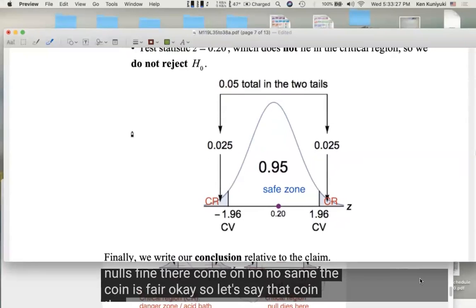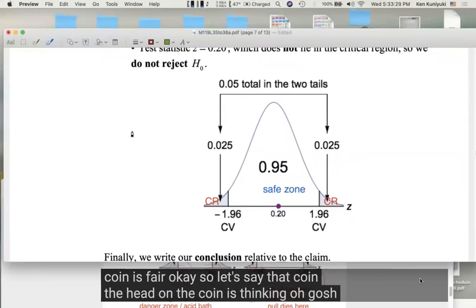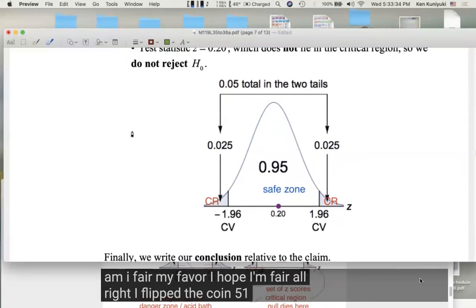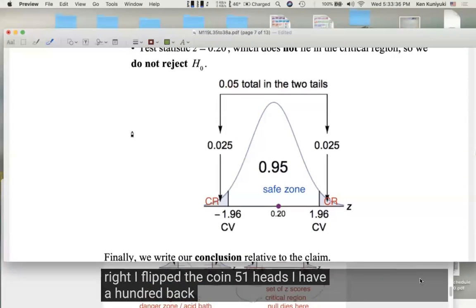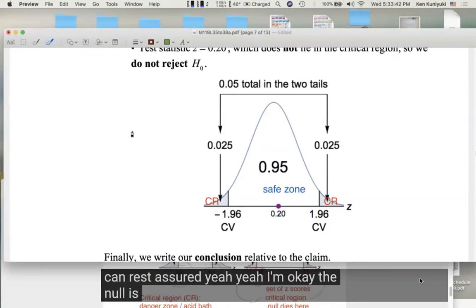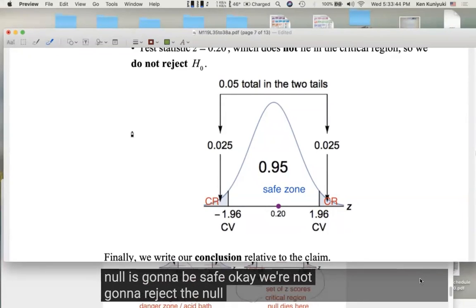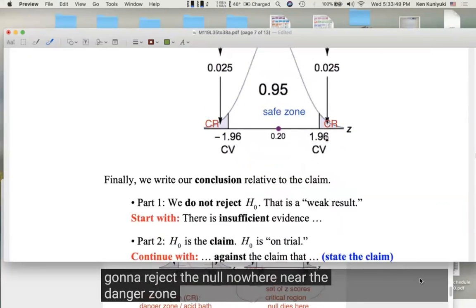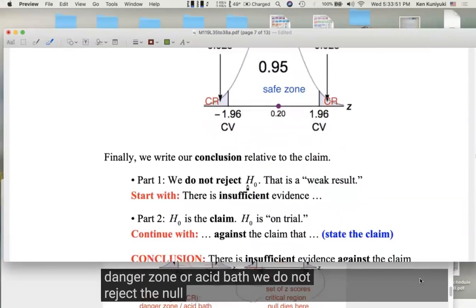Okay, so let's say the head on the coin is thinking, oh gosh, am I fair? I hope I'm fair. All right, I flip the coin, 51 heads out of 100. That head can rest assured, yeah, I'm okay. The null is going to be safe. We're not going to reject the null. Nowhere near the danger zone or acid bath. We do not reject the null.